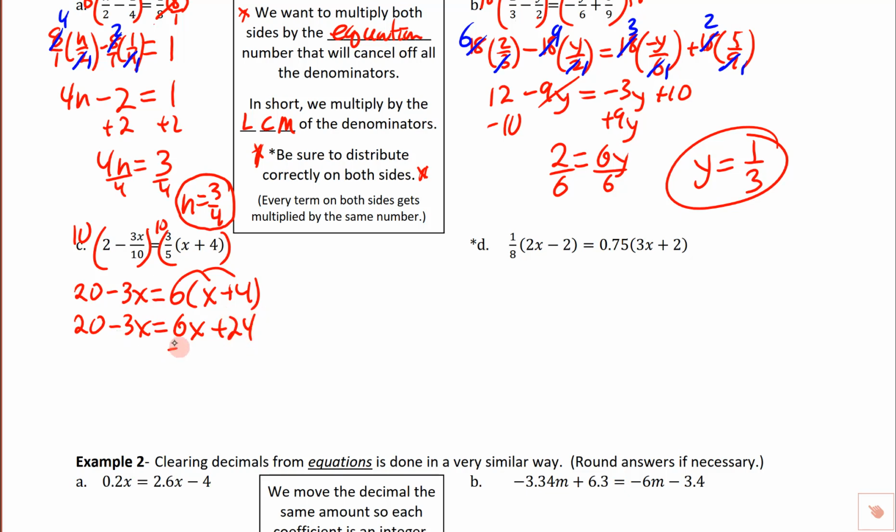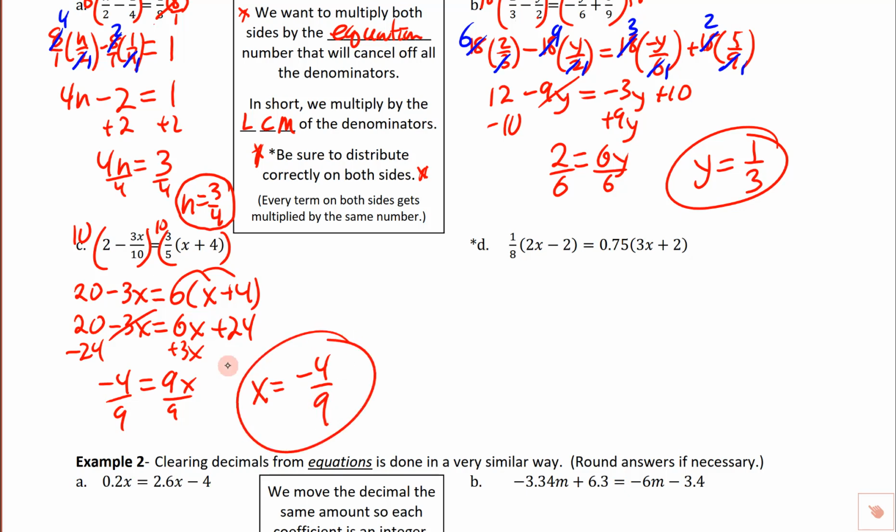We're going to move the 3x, so we're going to add 3x. So we'll get rid of that from that side. That means we're going to move this over to the other side, so we're going to subtract 24. So we get negative 4 on this side, and we get 9x over here. Yep, 6x plus 3x is 9x. Then we're going to divide by 9, so we end up with x equals negative 4/9. Go ahead and circle that, and we're all set. Now, this next one is kind of interesting because you'll notice that we've got a fraction right here.